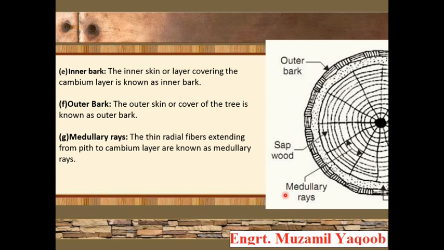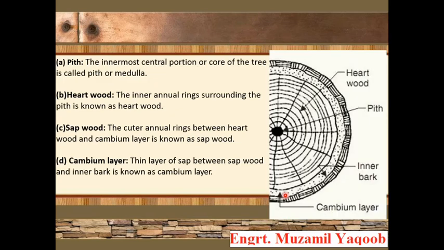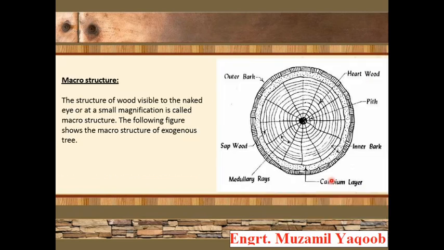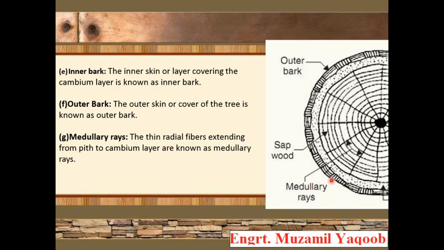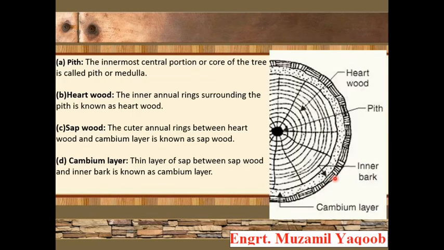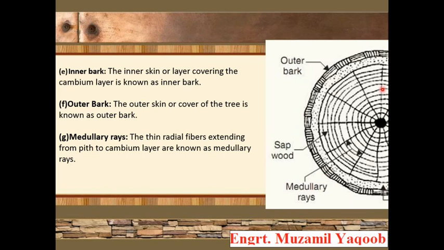Then comes the inner bark. What is inner bark? Basically, this part you can see is known as inner bark. The skin or layer covering the cambium layer is known as inner bark. You can see this skin covering the cambium layer. Next comes the outer bark. The skin cover of the tree is known as outer bark. Over here you can see the outer bark. Basically the outer covering or skin of the tree is known as outer bark.